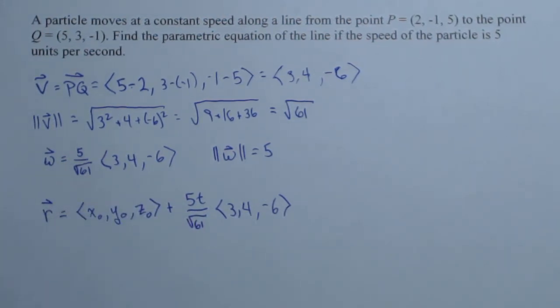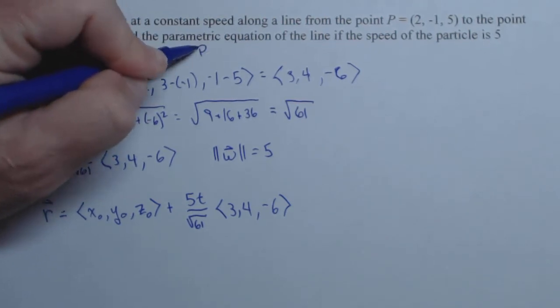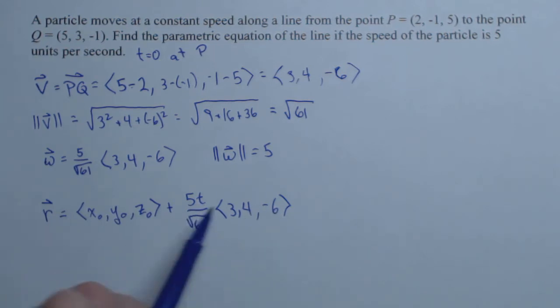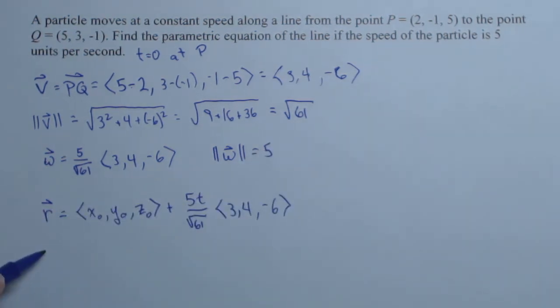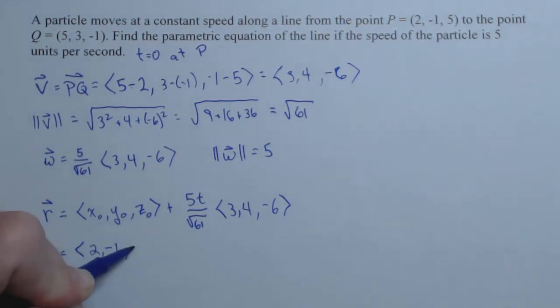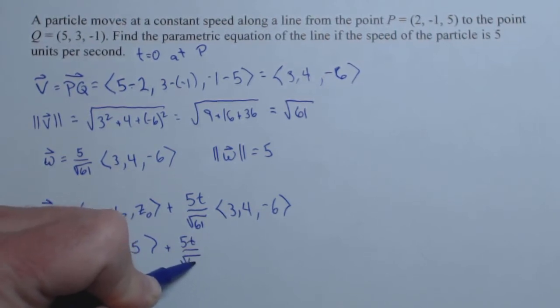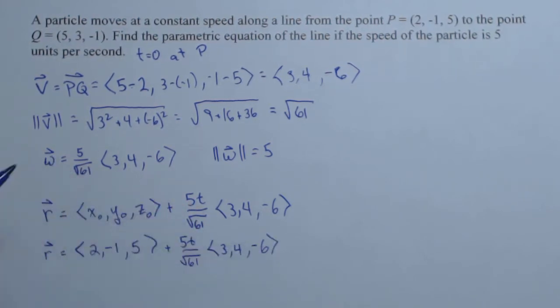Now, we haven't really said at when we're going to be at what point, so probably the easiest is just to say, how about at t equals 0, let's be at point P. Because what that does, if t is 0, this all cancels out, and so my initial position is actually just the point P. So that'll allow my vector R to be 2, minus 1, 5, plus 5t over square root of 61 times the vector 3, 4, negative 6. So this will meet all of our requirements.